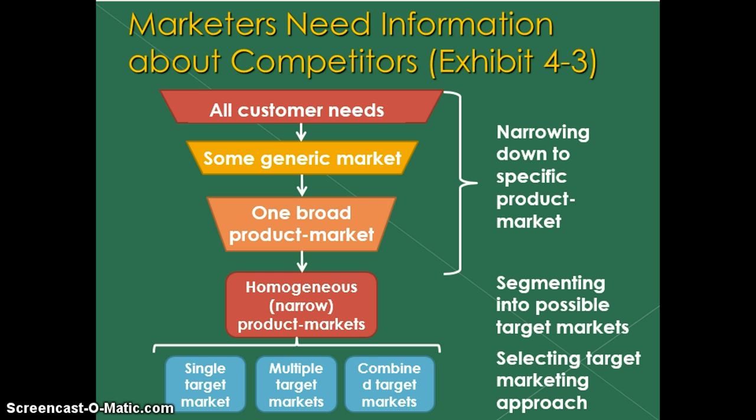Marketers do need information about the competition. You need to know who you're going up against, their strengths and their weaknesses. We talked about generic markets already. Talked about product markets already, and segmenting. And at the very bottom, where the blue section is, it talks about single target market, multiple target markets, and combined target markets. These are going to be covered in the second video.